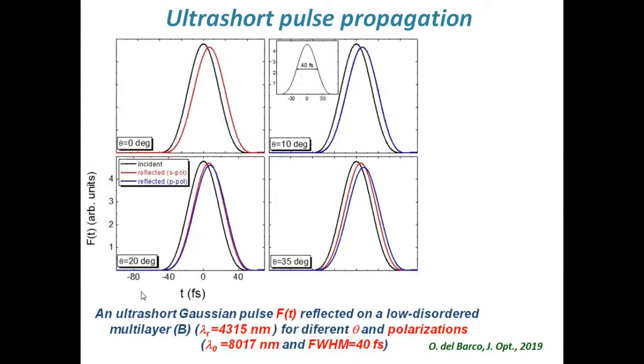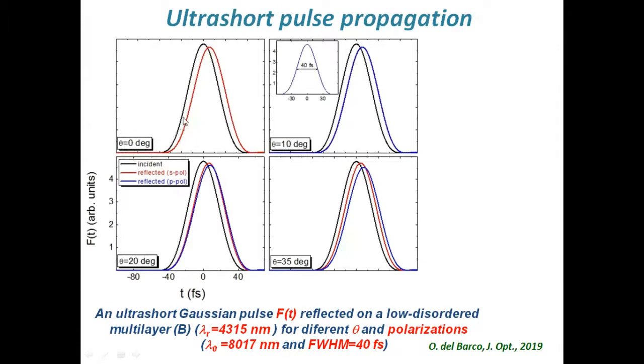So we present these numerical results for an ultrashort Gaussian pulse f of t. It's calculated via the previous expression, reflected on a low disordered multilayer B. This is the reference wavelength, which we chose because it's the best choice for this. This is the central wavelength of the pulse. We should not be confused: that is the lambda r for the low disordered multilayer B, and this is the central wavelength of this ultrashort pulse. Look, 40 femtoseconds. This is an ultrashort pulse. So, f of t versus the time.